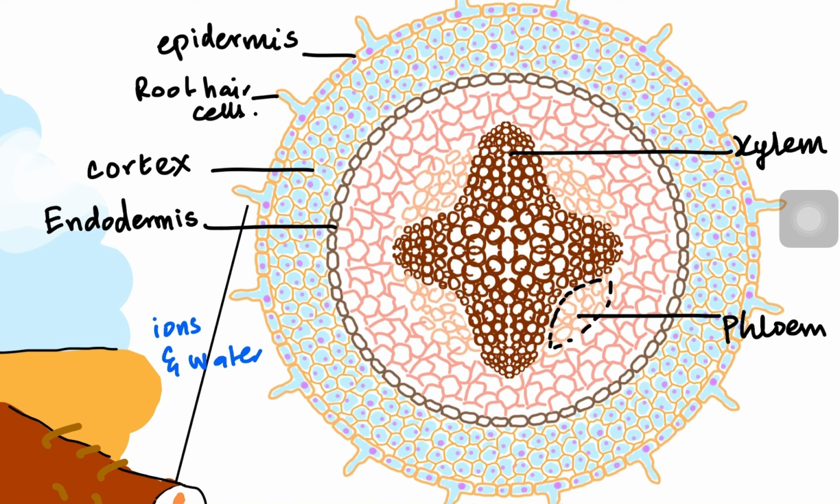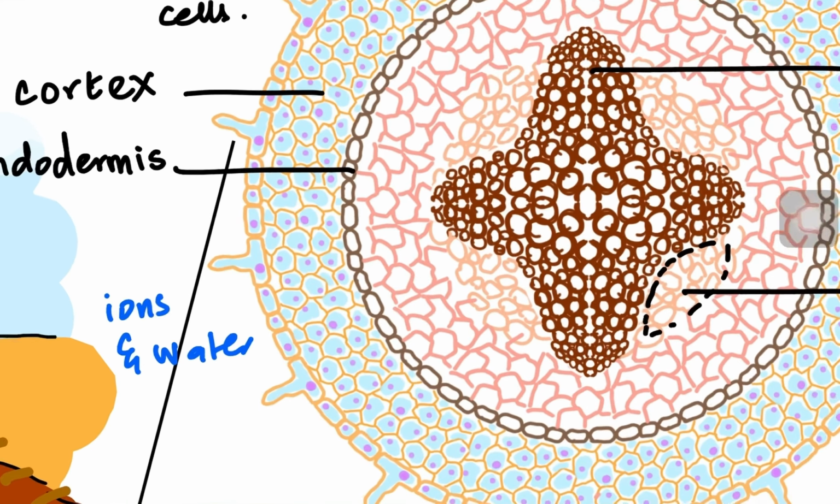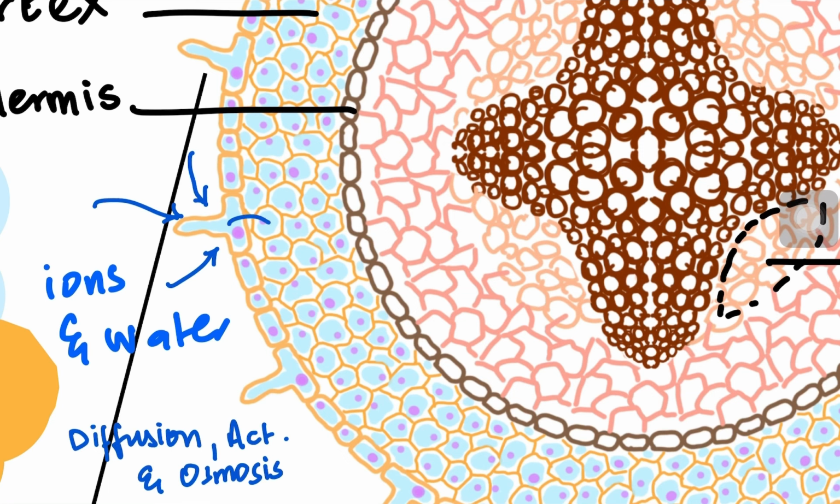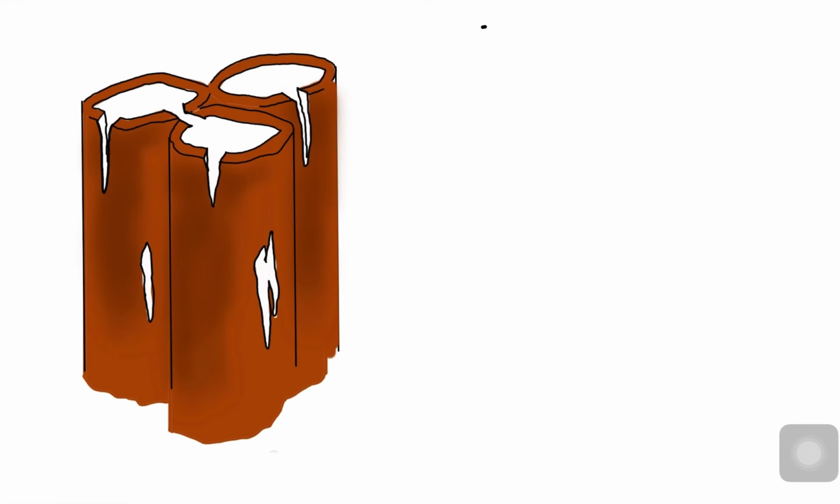The ions and water which are present in the soil can move inside by the process of diffusion and active transport, depending on the concentration gradient. So first diffusion happens when ions move from higher to lower concentration, and then active transport happens, which requires energy. Then finally osmosis allows the movement of water, which continues to move cell by cell through the cortex. Then it moves across the endodermis and finally reaches the xylem. The xylem cells are hollow and they have a lot of inside space for movement of water in the form of a continuous column.